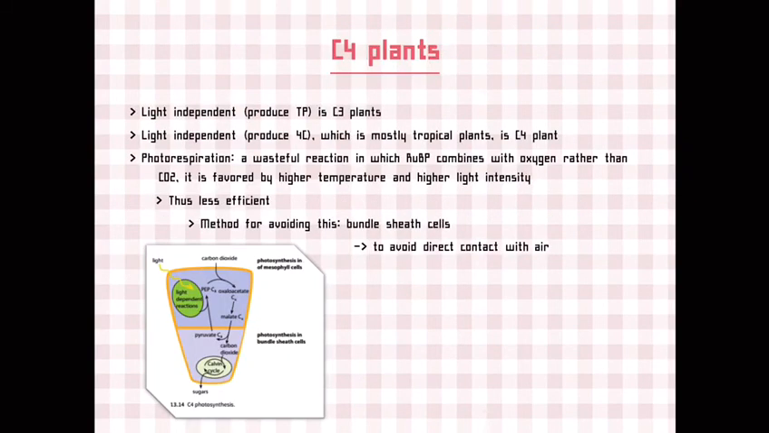C4 plants are tropical plants which get excess sunlight. Photorespiration happens inside C4 plants. RuBP combines with oxygen, which is a waste material, rather than CO2. Thus, it reduces the efficiency of photosynthesis, and to avoid this, C4 plants have a special vascular bundle arrangement to prevent oxygen from penetrating into the mesophyll cell. You should also remember this special cycle for C4 plants.